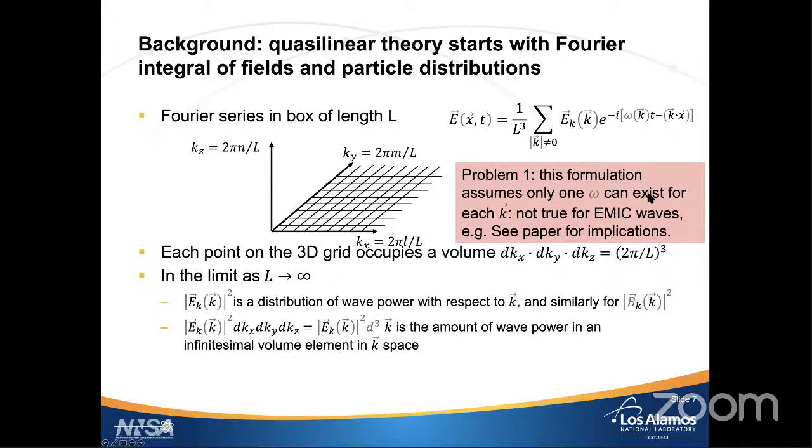A quick note here, the pink box highlights a limitation of the derivation in Kennel and Engelmann that I was able to pinpoint after many back and forth discussions with the reviewers of the paper. Note that in this formulation, the frequency is assumed to be a single valued function of the 3D wave vector k. This would seem to imply that each 3D wave vector can be associated with only one frequency. While this may be the case for chorus, it's not necessarily the case for EMIC waves, where there are singularities at the ion gyro frequencies that are relatively close to one another. Appendix A of the paper has some implications of this if you're interested. Next slide, please.